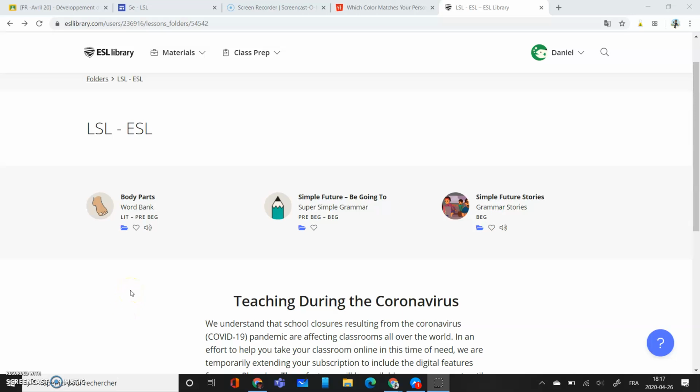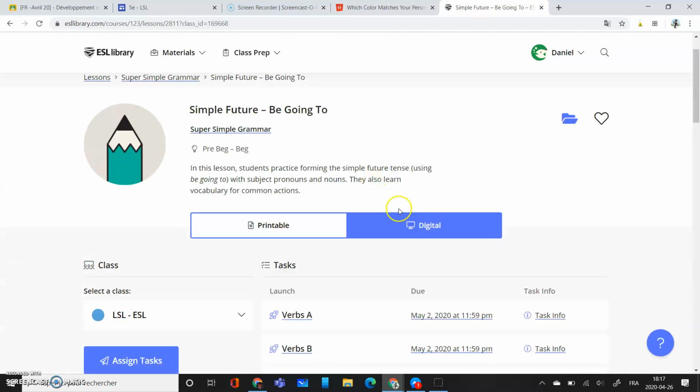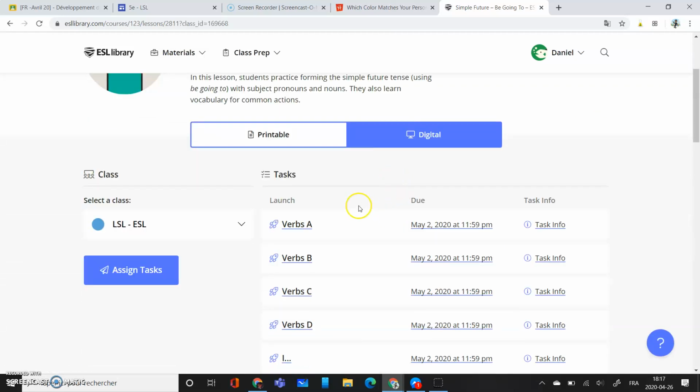Today we're going to talk about your ESL library exercises. We're going to talk about the simple future. So in the simple future, you will have to complete two different activities: the simple future be going to and the simple future stories. So in the simple future be going to, you will have to complete the next activities or tasks.